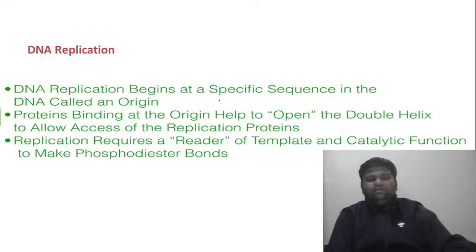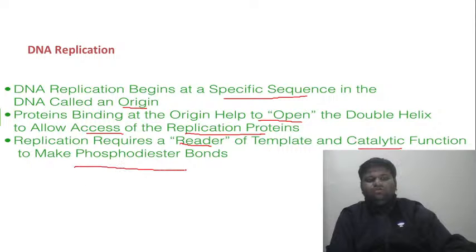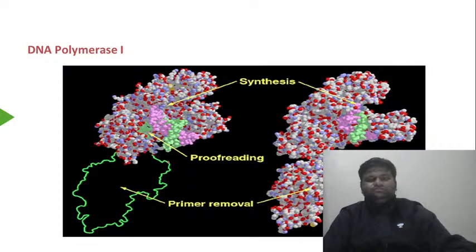DNA replication begins at a specific sequence called the origin of replication. The proteins binding at the origin help to open the double helix to allow access of the replication proteins. So replication requires a reader of a template and a catalytic function to make phosphodiester bonds. This is how DNA replication proceeds. There is synthesis, then primer removal, then synthesis, and then proofreading. This is a function of DNA polymerase 1.